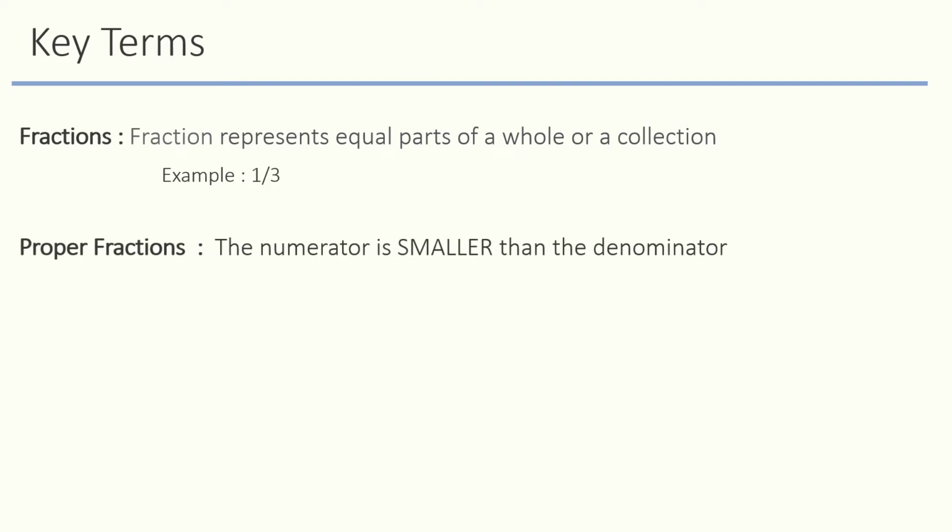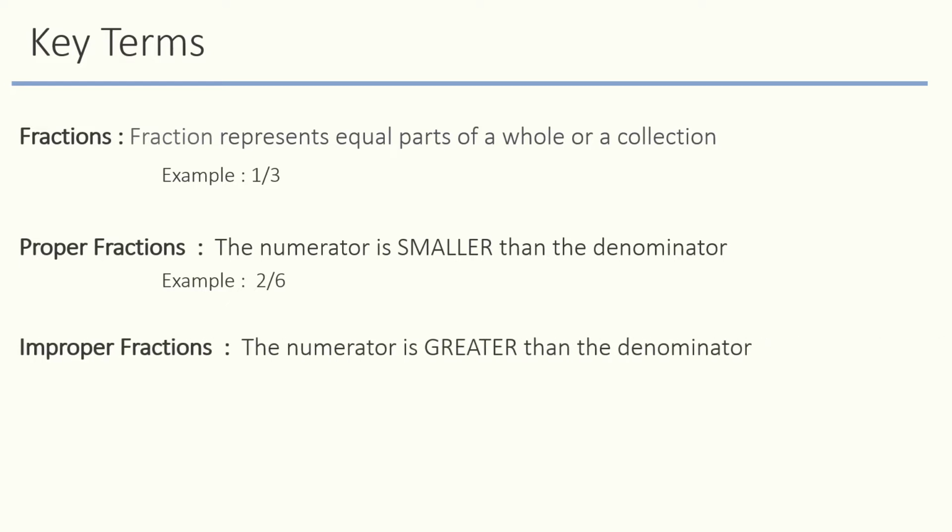Proper fractions are where the numerator is smaller than the denominator. For example, in 2/6, numerator 2 is smaller than denominator 6. Improper fractions are those where the numerator is greater than the denominator. Like in 8/3, the numerator 8 is greater than the denominator 3.